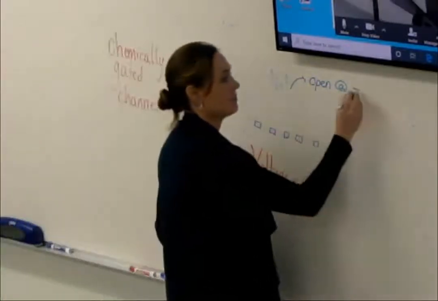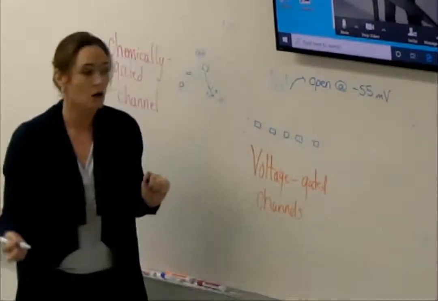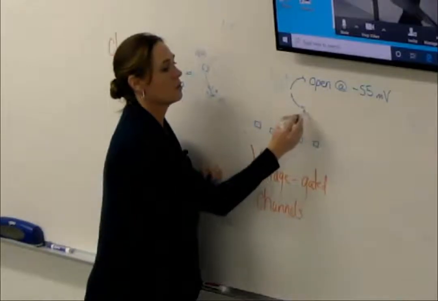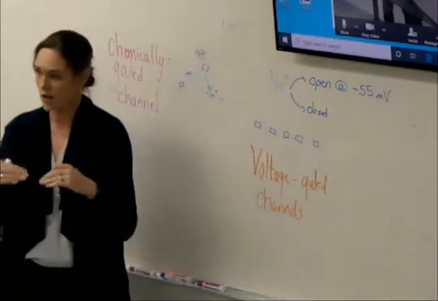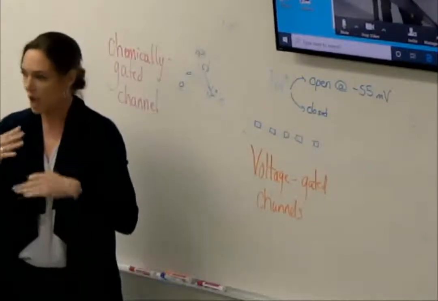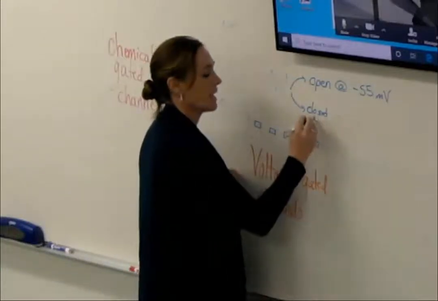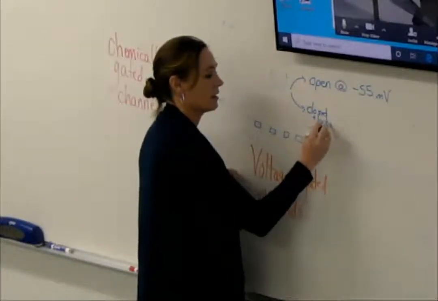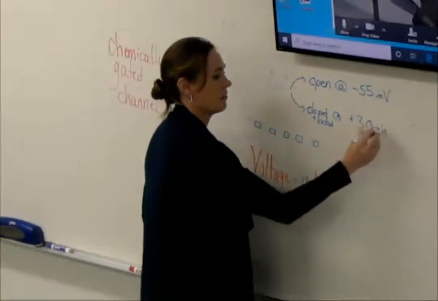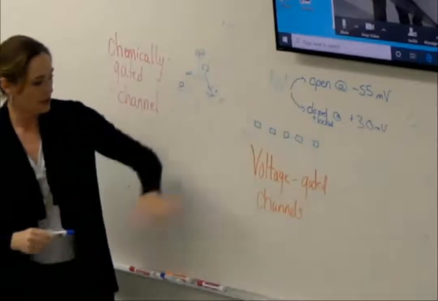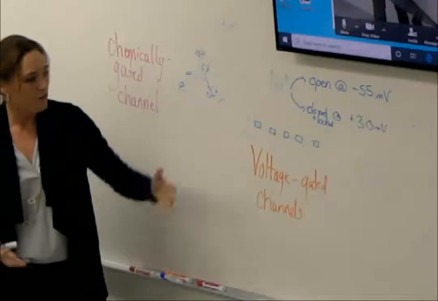Minus 55 millivolts, because that's known as threshold. At what voltage will they be completely closed? And remember, these channels, when they close, there's a locking lag. Yes, they're going to be closed, and we'll just say locked at plus 30 millivolts. So the point here is voltage gated channels will have a specific voltage.